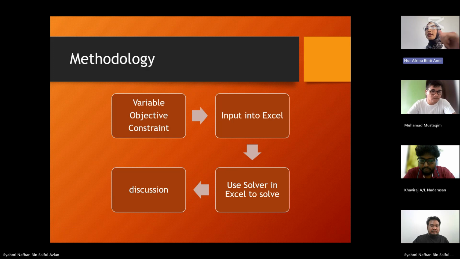So first, we identify the variable, objective function and the constraint. And then we put all the inputs that we get into Excel and finally use Solver in Excel to solve. The solver that we are using here is the LP Simplex. And then we're gonna do some discussion and graph that we extract from this problem.